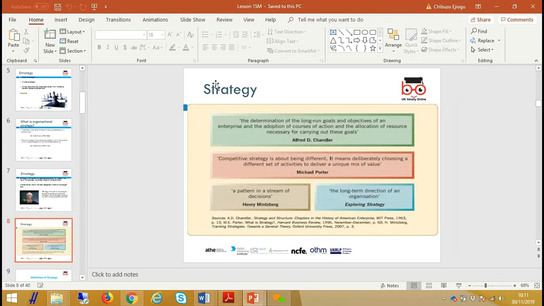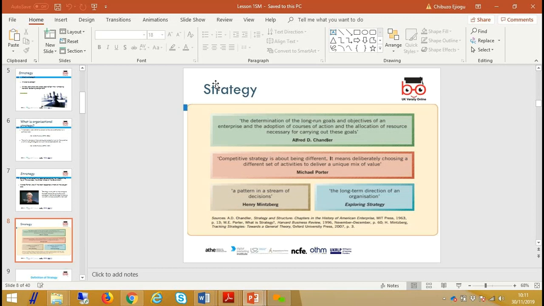Some definitions from an academic perspective by Chandler, Porter, Mintzberg. These are three big names in strategy, and a lot of what we'll be doing, we're quoting people like this. Michael Porter, very, very famous. Mintzberg, very, very famous definition authors in strategic management.